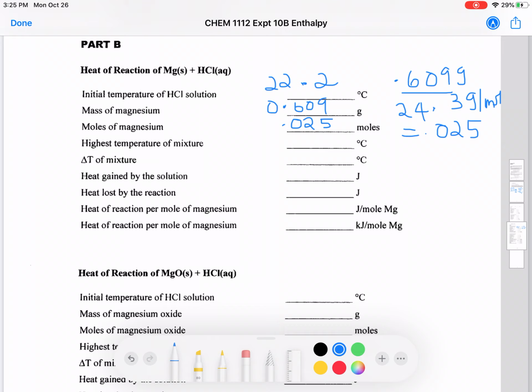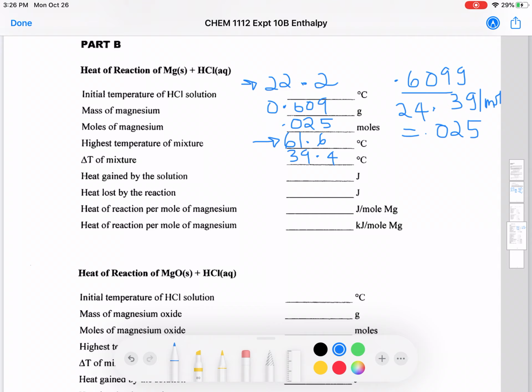And then the highest temperature of the mixture is recorded as 61.6. Right? And who felt this temperature change? It was felt by the water. Okay, so the delta T of the mixture is going to be final temperature minus the initial. So you get the difference between these two. When you subtract 22.2 from 61.6, that would be 39.4 Celsius.